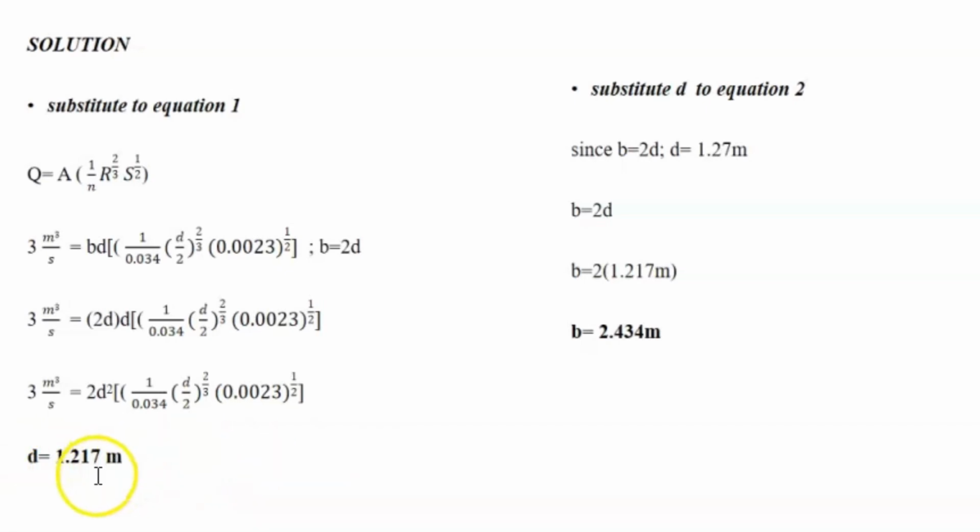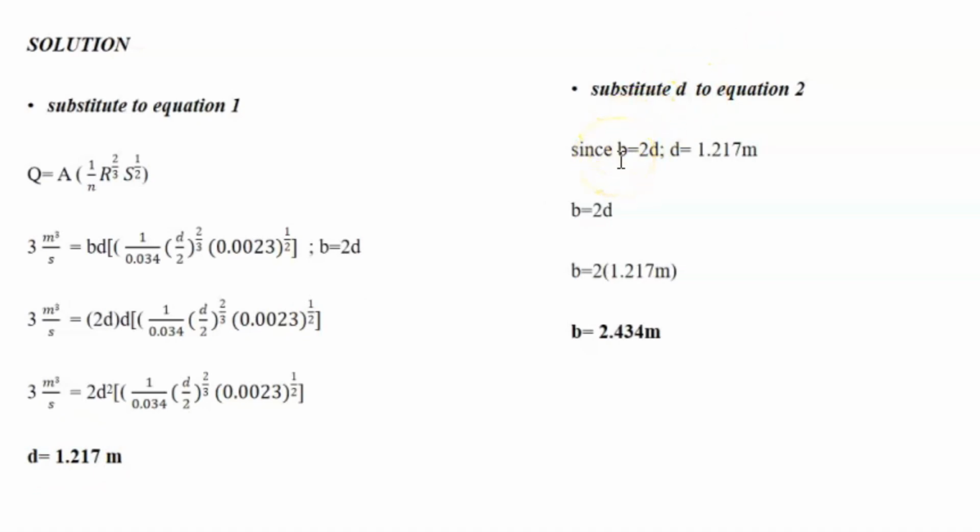Now that we have the value of one dimension, which is the depth, or d, is equal to 1.217 meter, we can now substitute this value to equation 2.